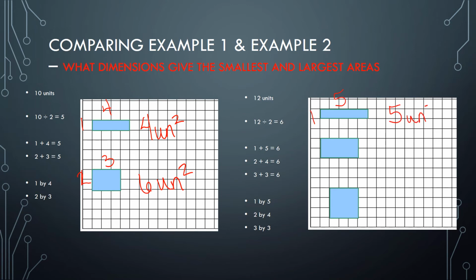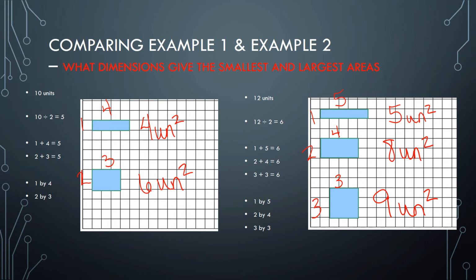And then on the side with 12 units, we had a 1 by 5, which was 5 units squared, and we had a 2 by 4, which was 8 units squared, and we had a 3 by 3, which was 9 units squared. So we're going to look at those and see, what dimensions give the smallest and largest areas?